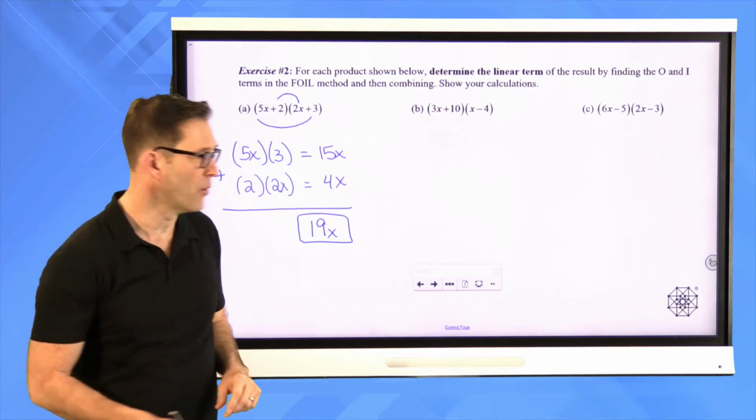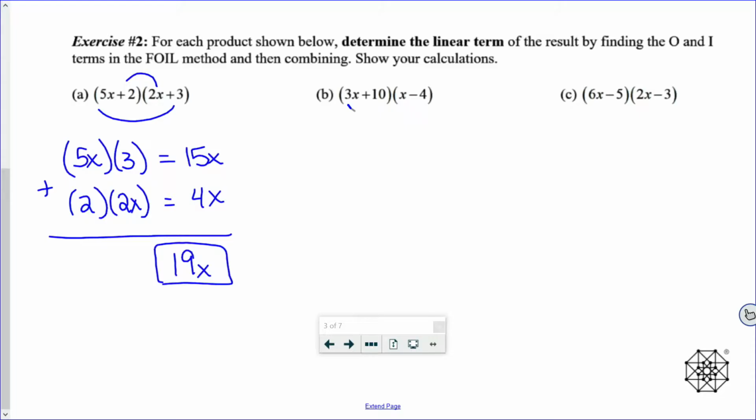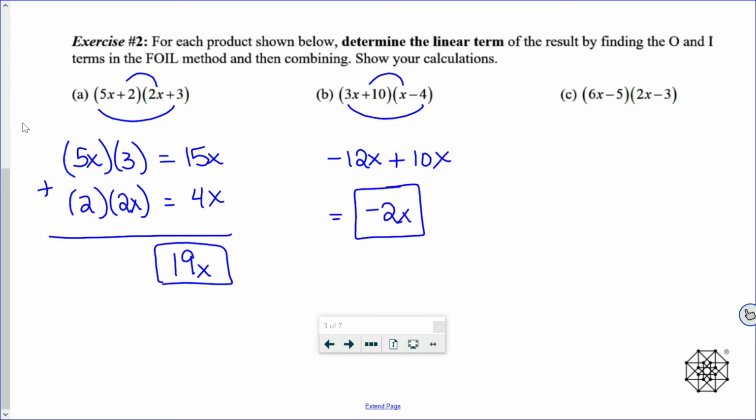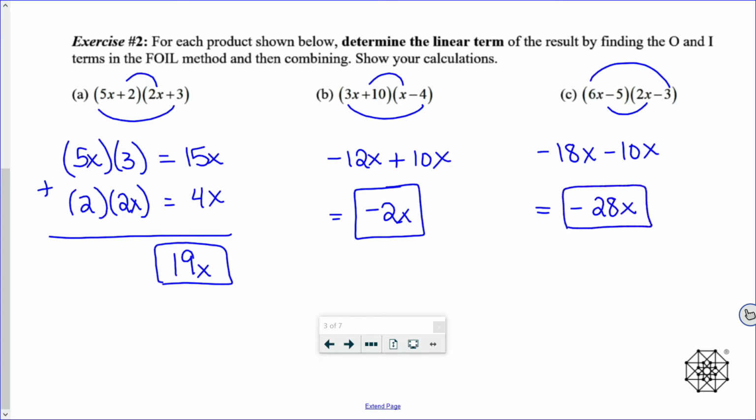All right, well, here we go. I'm going to do it without writing all of these things out. I've got 3x times negative 4, which is negative 12x, plus 10 times x, which is 10x. So my linear term in this case would be negative 2x. And in letter C, my outer two would be 6x times negative 3, which would be negative 18x. Negative 5 times 2 is negative 10x. A negative 18 and a negative 10 would combine to be a negative 28x.